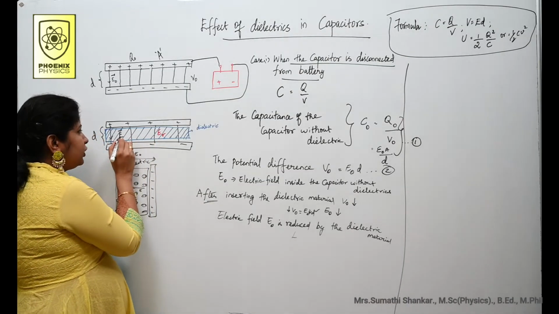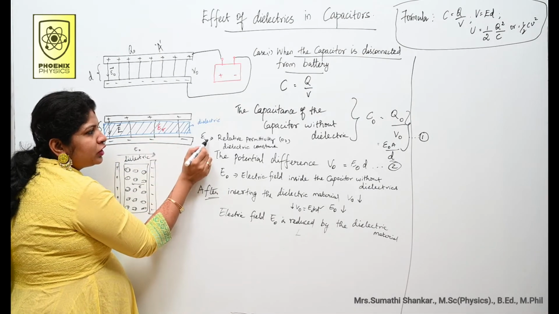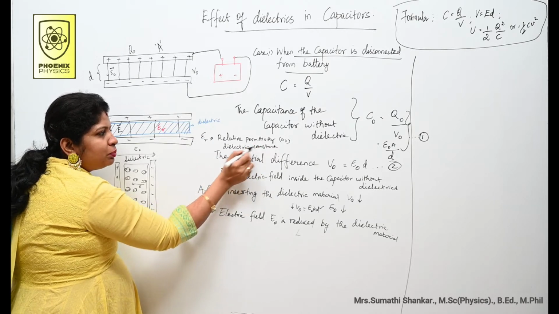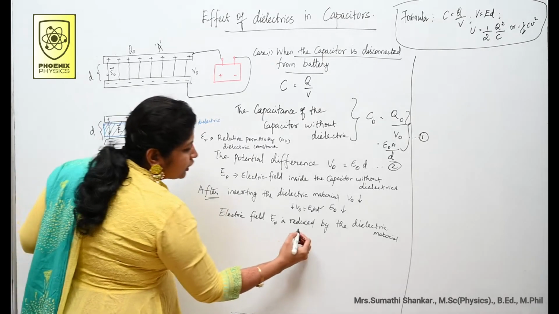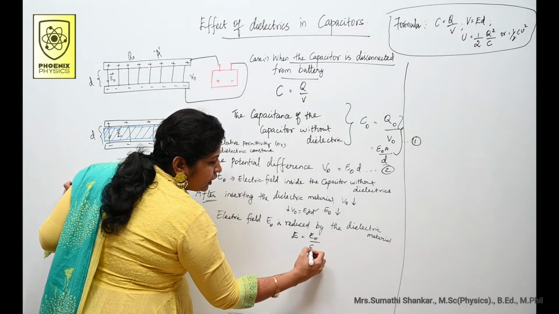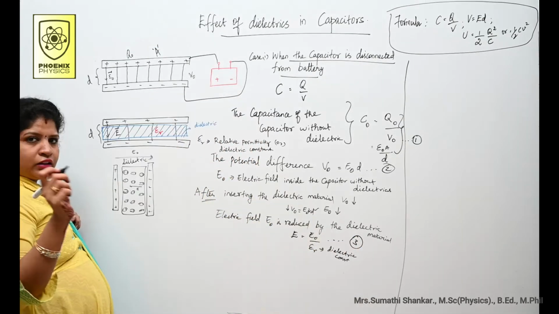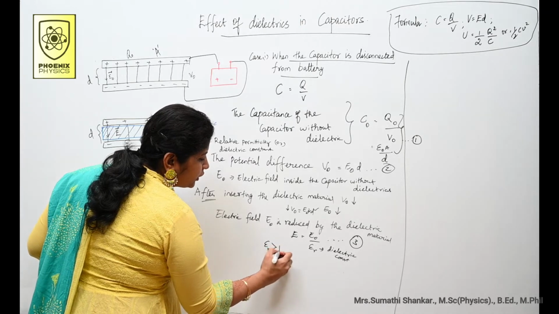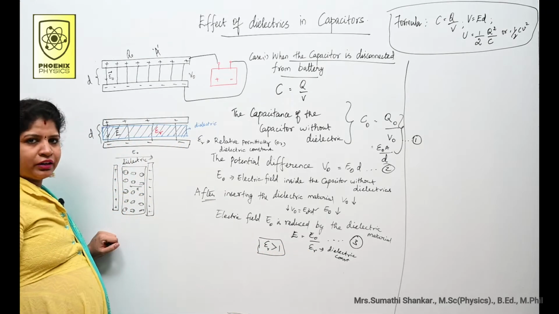Now the new electric field is E. What is this epsilon R? Epsilon R is nothing but the relative permittivity of the dielectric material, or simply we can say dielectric constant. So this new electric field E is equal to E naught by epsilon R. Say this is our equation 3. Another important point is that this epsilon R is always greater than 1. Don't forget this. Epsilon R is always greater than 1.